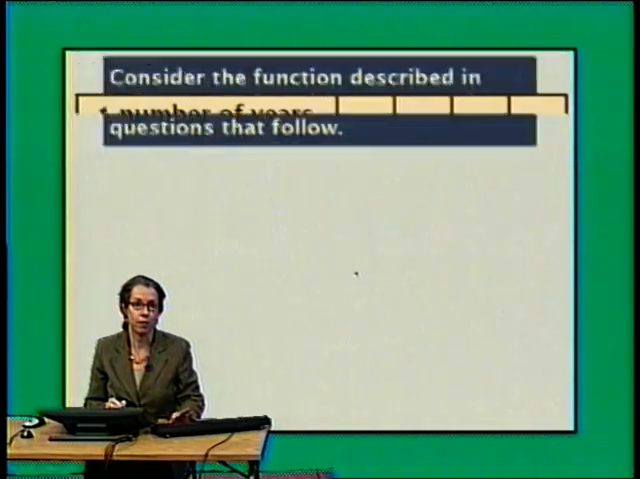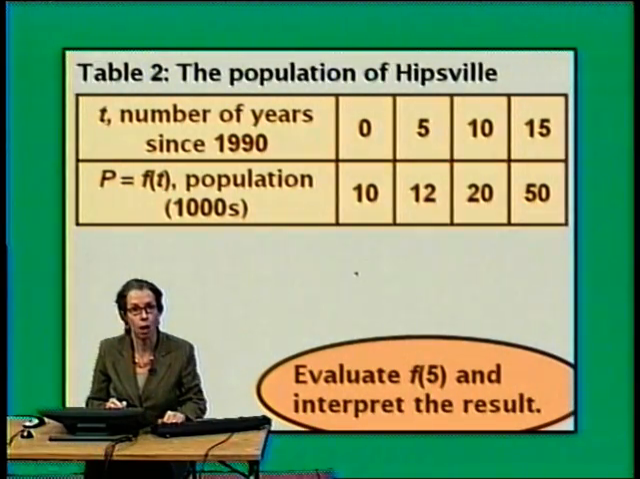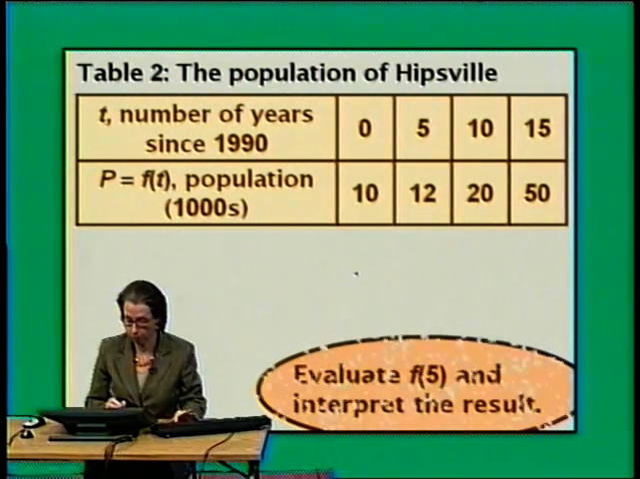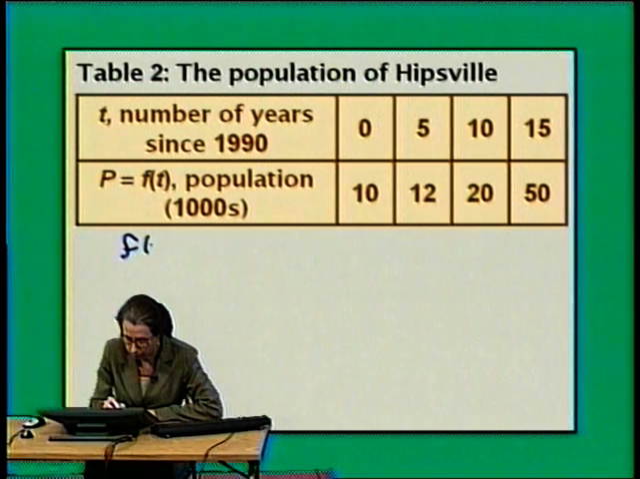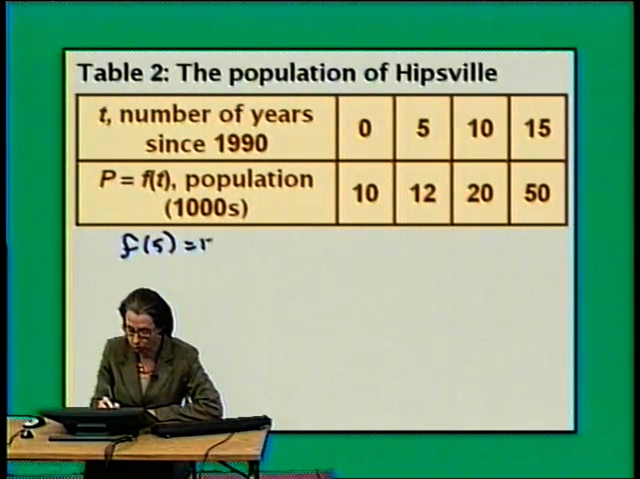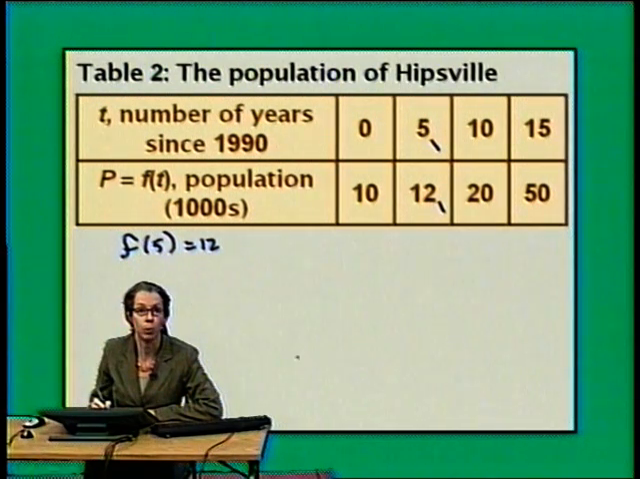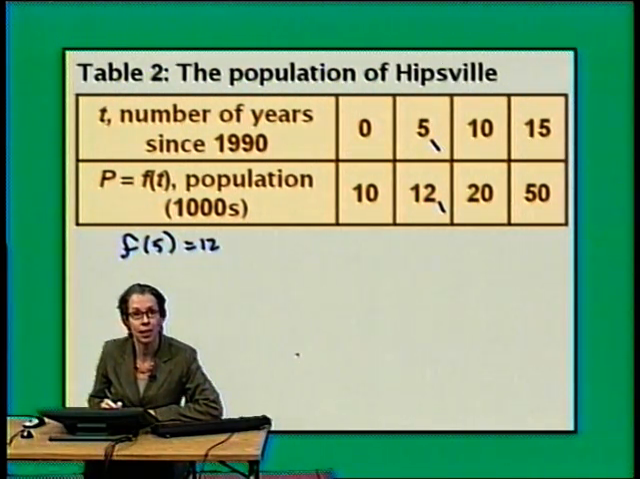So here's another example of a function given numerically, except here now we're looking at it in the context of an application. Our input values are the number of years since 1990, we're using the variable t, and the output values are population measured in thousands. So we're asked to evaluate f of 5, but also to interpret the result. So f of 5, if I look at the table, that's 12. When I input 5, I'll output 12. But what does this tell us? This is telling us something about the population. It's telling us the population was 12,000 in 1995, 5 years after 1990.